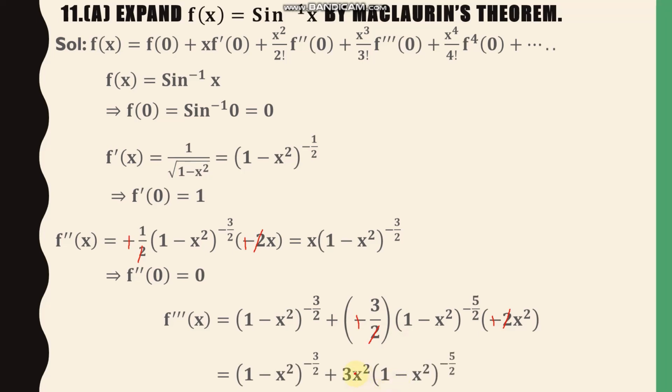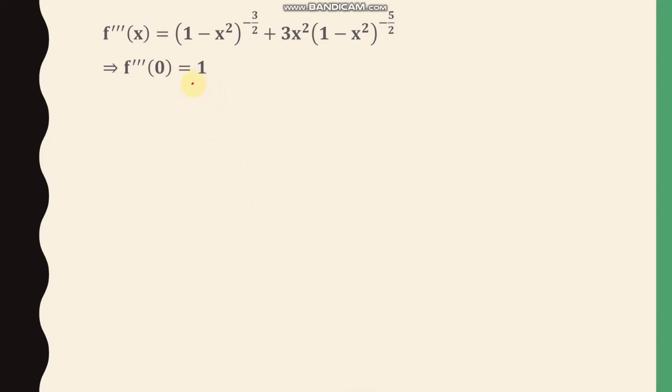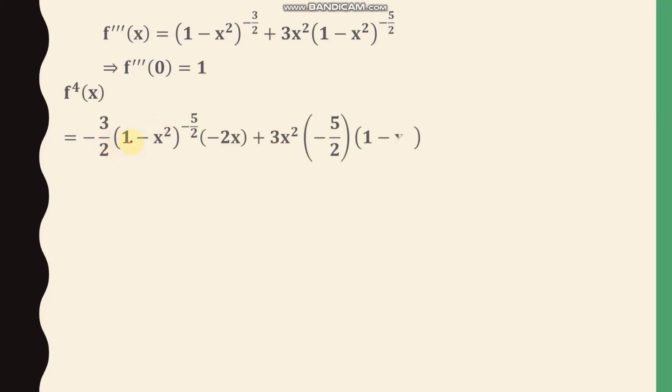Now if you put x equal to 0 in the third derivative, we get the value of the third derivative at 0 to be 1. Now let's find the fourth derivative. Fourth derivative will be equal to minus 3 by 2, 1 minus x square to the power minus 5 by 2 into derivative of 1 minus x square, which is minus 2x, plus 3x square into minus 5 by 2, 1 minus x square to the power minus 7 by 2 into derivative of 1 minus x square, which is minus 2x, plus 1 minus x square to the power minus 5 by 2 into derivative of 3x square, which is 6x.